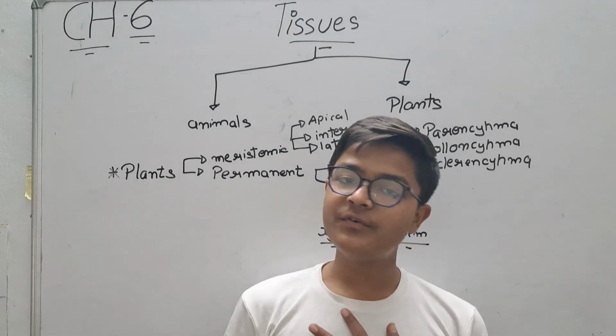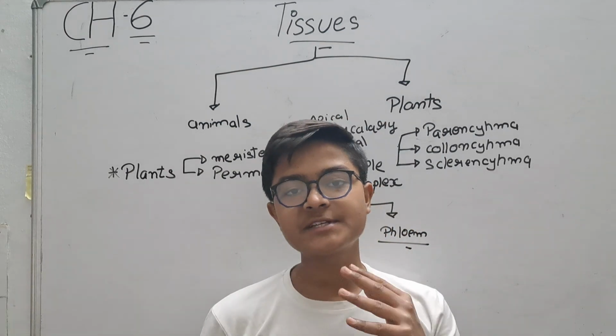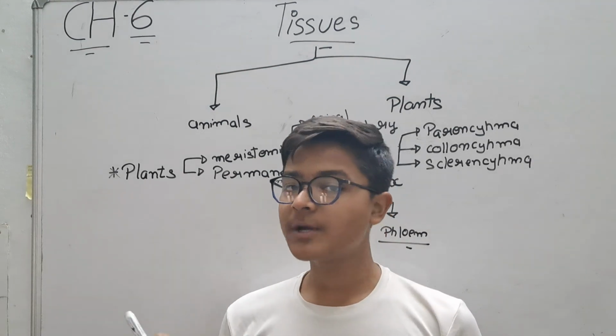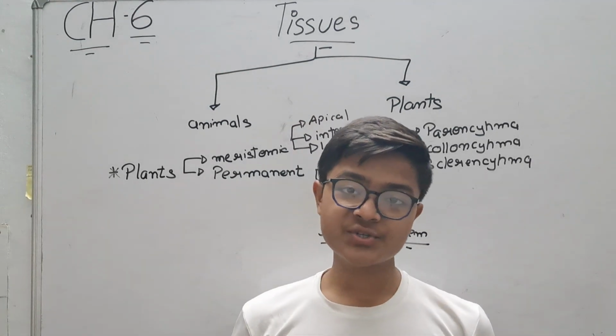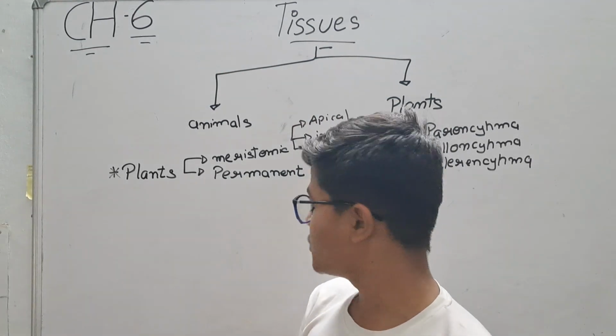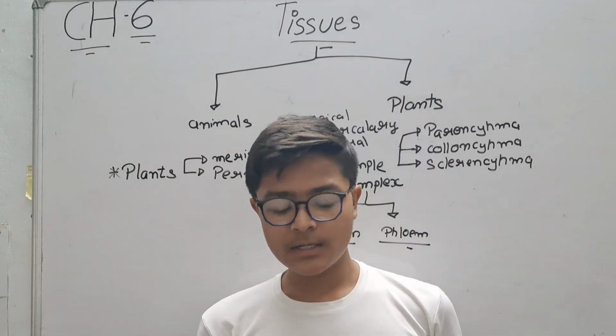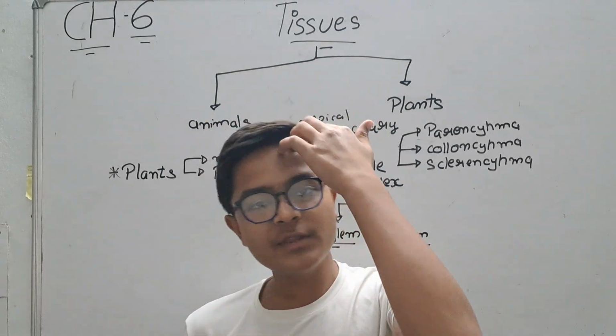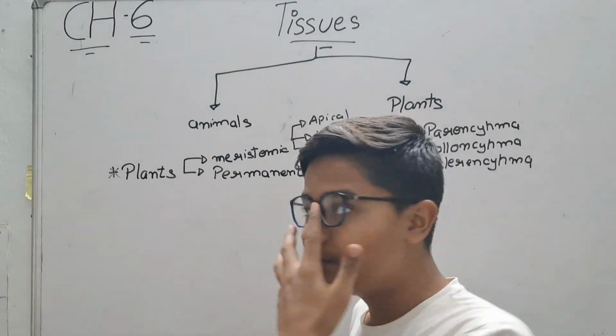In this video, we are going to start our new chapter number 6 of science, tissues. This is the biology chapter and we are going to study two types of tissue. One is animal tissue and one is plant tissue. So let's move with a flow chart first of all.